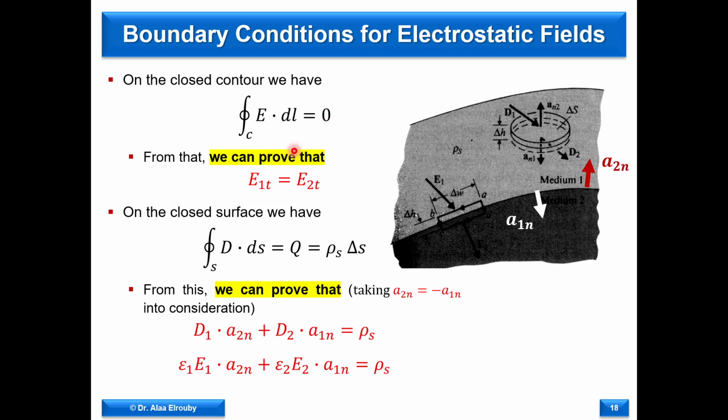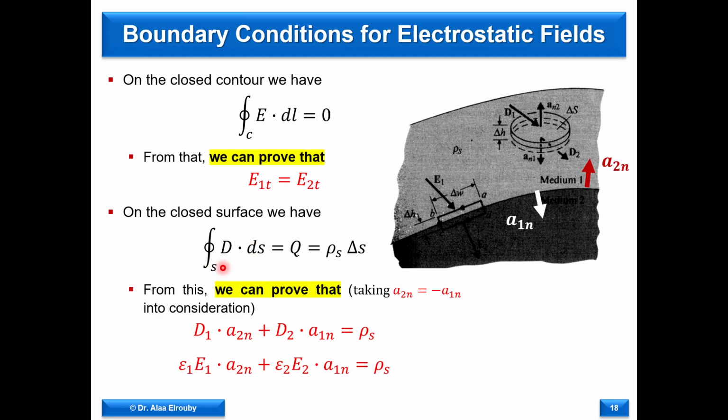Applying the conservative law of the electric potential, we have the integral of E dot dl over any closed contour equals 0. This is our closed contour, and because the potential between a point and itself equals 0, and the edges normal to the surface are very small, we just have the tangential component. From this we can prove that the tangential component of E is continuous: E tangential 1 equals E tangential 2.